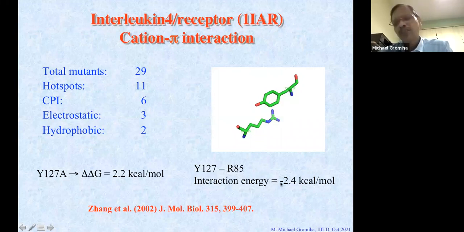And we wanted to know whether this interaction energy is mainly due to the main chain atoms or side chain atoms. So we dissected the interactions based on the main chain and side chain. We found that most of the energy is from the side chain atoms. So that means these cation interactions are dominant, mainly in these particular mutants. So the interactions are very important, and if you mutate any of these residues, that will decrease the binding affinity.